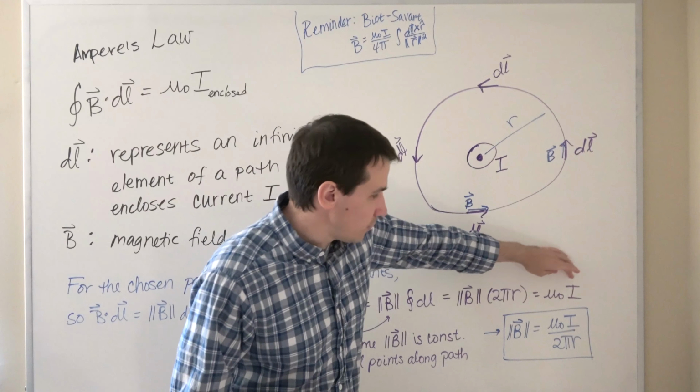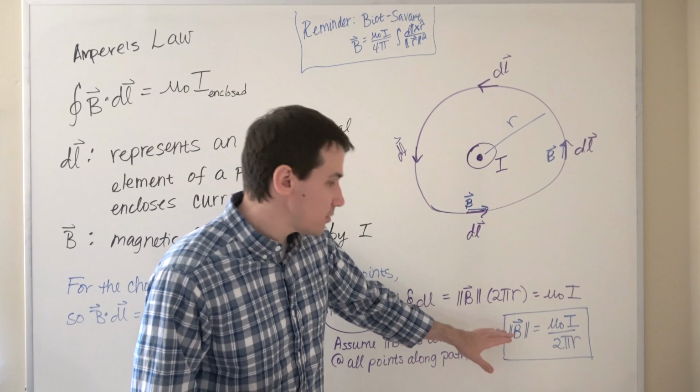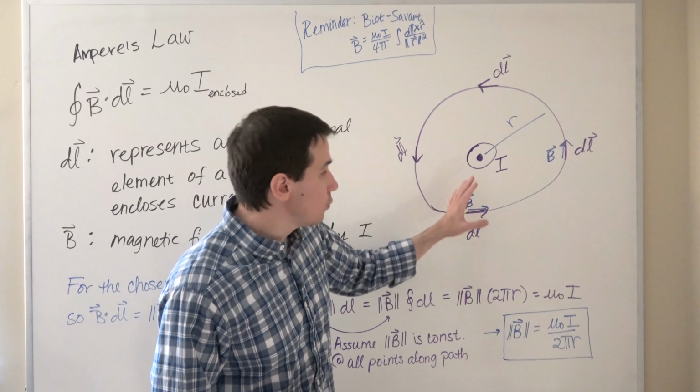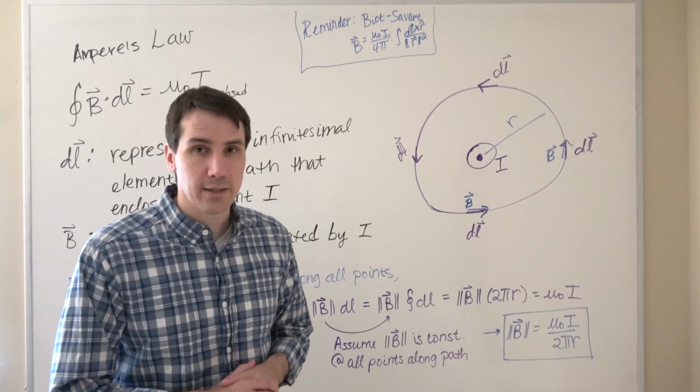Setting this equal to mu naught times I, I get my final equation for the magnitude of the magnetic field due to an infinitely long wire as mu naught I divided by 2 pi r.